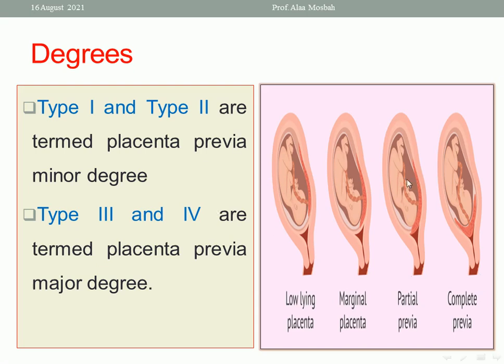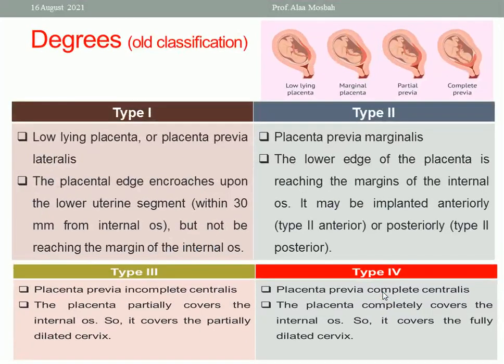So these are the 4 types of placenta previa. We call the type 1 placenta lateralis and type 2 marginalis anterior as a minor degree, while type 3 incomplete centralis and type 4 complete centralis, and the type 2 posterior, also marginalis posterior, we call it major degree. But really this is an old classification. This is the old classification about the degrees of placenta previa. As I mentioned before, we have the 4 types.